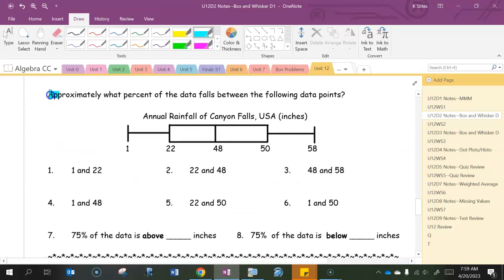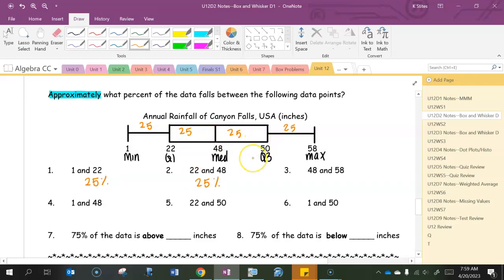Approximately what percent? Okay, that's why we have this word here. It's not always exactly. What percent of the data falls between the following data points? Okay, so this is your min, your max, your Q1, your median, and your Q3. Okay, and again, you're going to have about 25% in each of these quartiles. Okay, 25% for each whisker and 25% for each box. So between 1 and 22, we would say this is about 25%. 22 and 48, that's just this box, 25%.